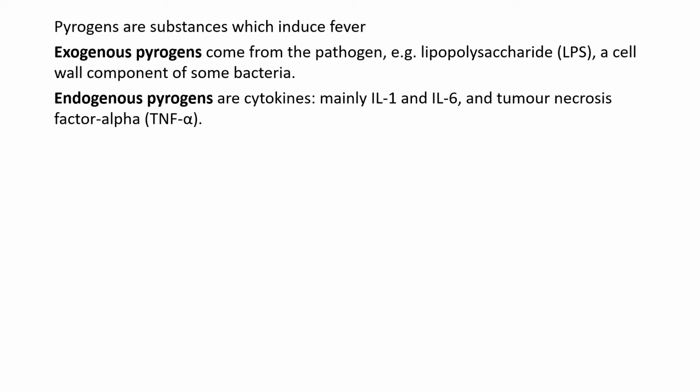There are also endogenous pyrogens, and this makes sense if you think about it, because we sometimes get fever in sterile conditions, in rheumatoid arthritis, for example. So these are conditions where we don't have an infection, but we still potentially can get fever. This is where the endogenous pyrogens are working on their own. Now, the endogenous pyrogens are all cytokines, and we're mainly talking about interleukin-1 in particular, and interleukin-6. Also, our big bad boy tumour necrosis factor alpha.